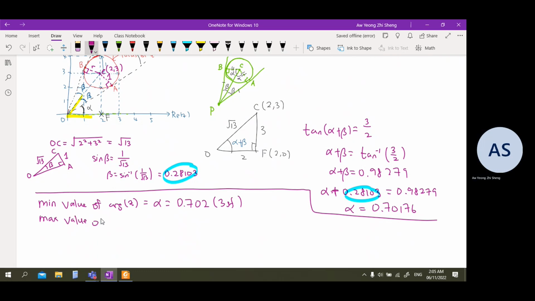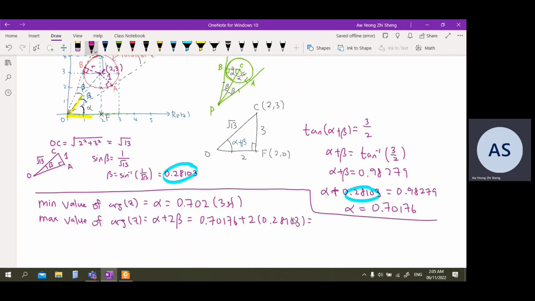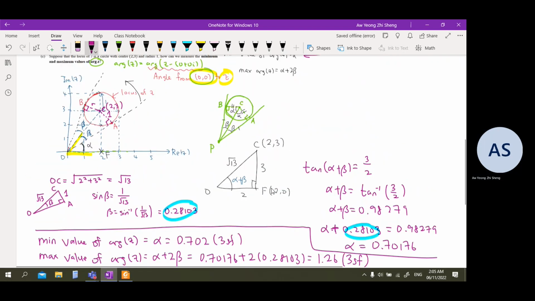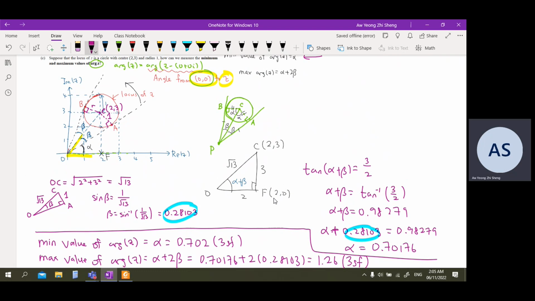Maximum value of argument z, that would be alpha plus 2 beta, which is 0.70176 plus 2 times 0.28103. We have 1.26 to 3SF. Yeah, so this is the way to find minimum and maximum values of argument.